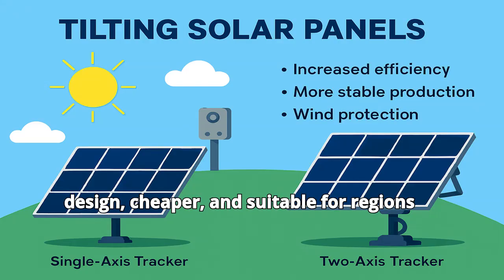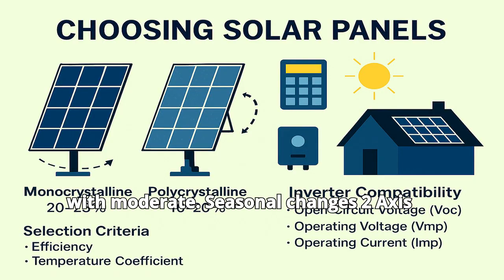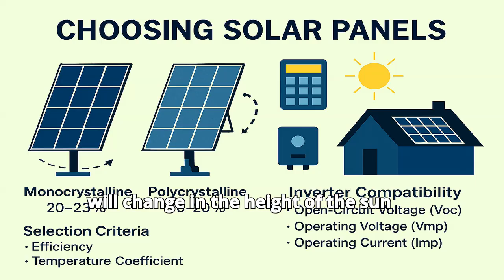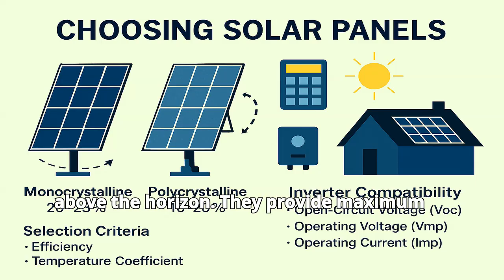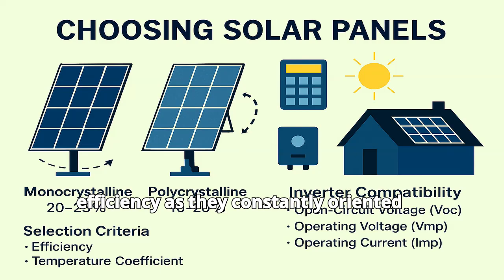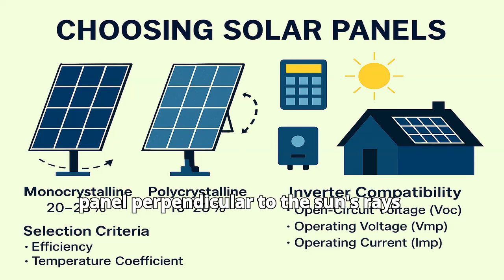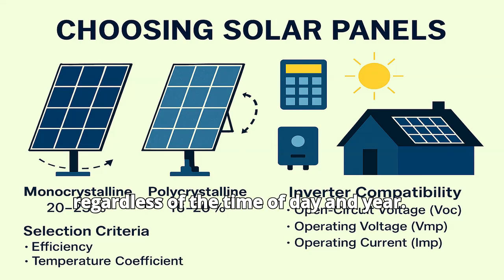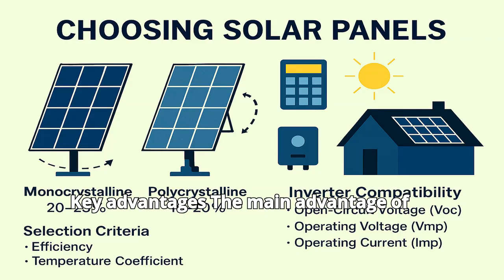They are simpler in design, cheaper, and suitable for regions with moderate seasonal changes. Two-axis trackers. These trackers can move in two planes, from east to west, diurnal movement, and from north to south, seasonal change in the height of the sun above the horizon. They provide maximum efficiency as they constantly orient the panel perpendicular to the sun's rays, regardless of the time of day and year. Key advantages.